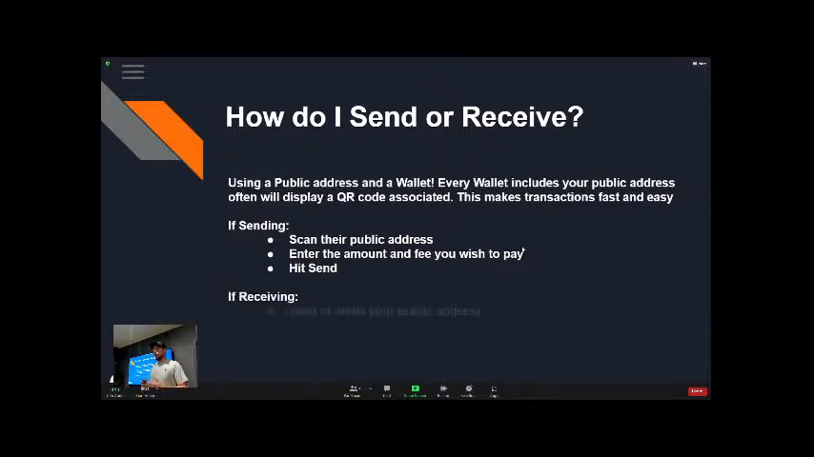So if you're receiving, it's the complete opposite process. You're going to send them your public address. You can copy and paste that, you can screenshot the QR code, or you can show them the QR code if you're in person. And then just wait for the confirmations. They'll send it to you and you just wait for your confirmations. And then you have Bitcoin.